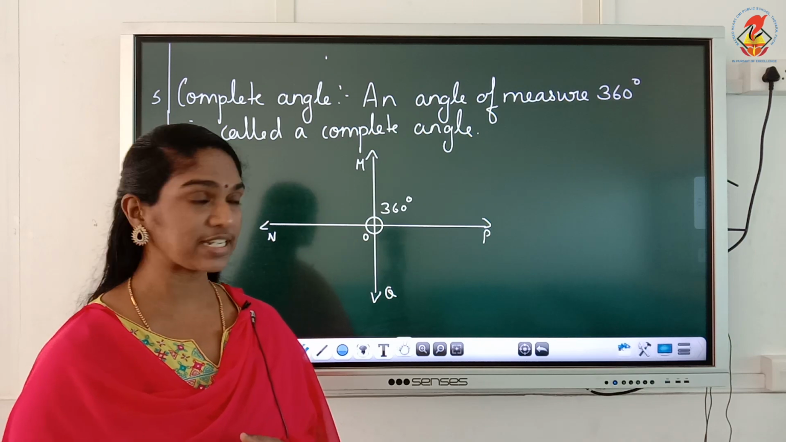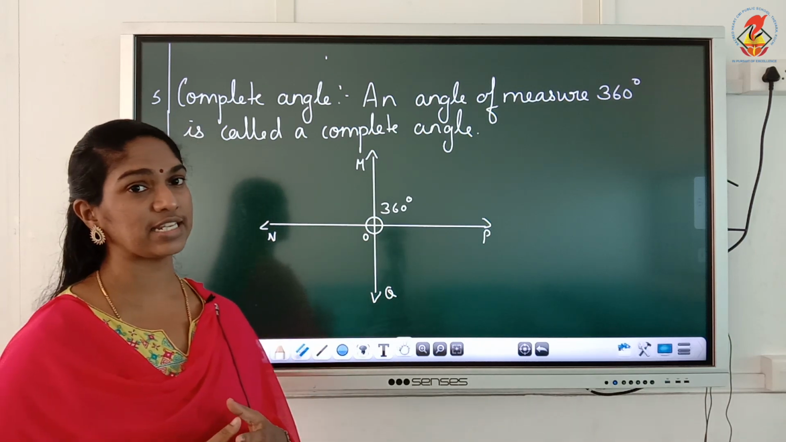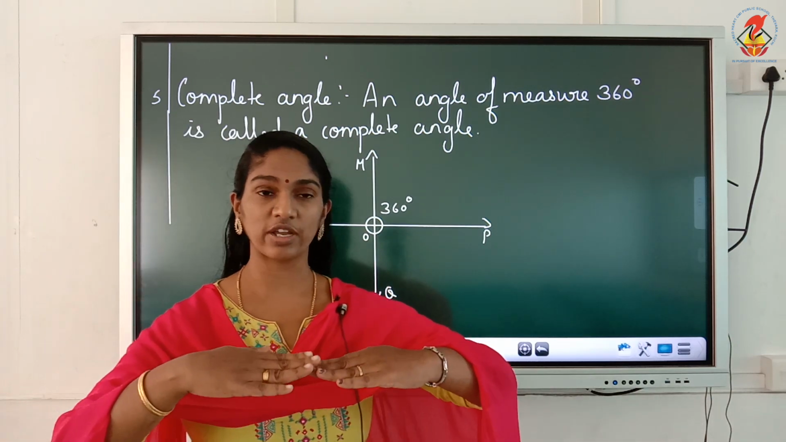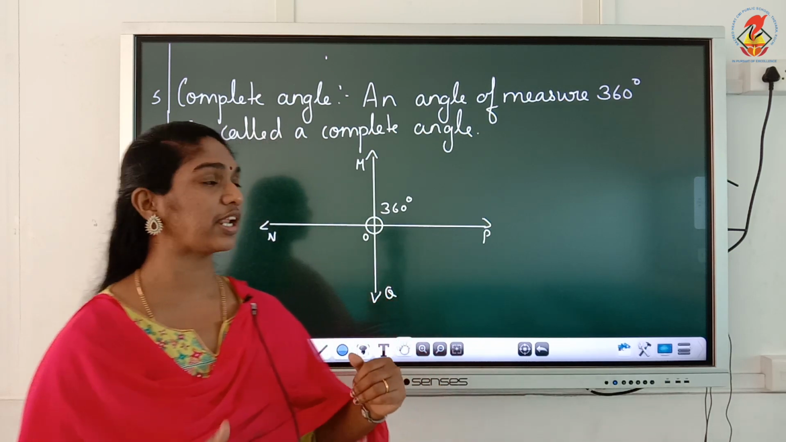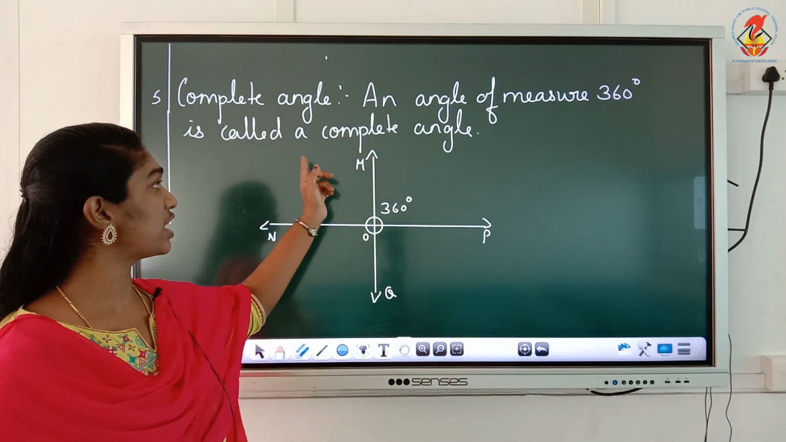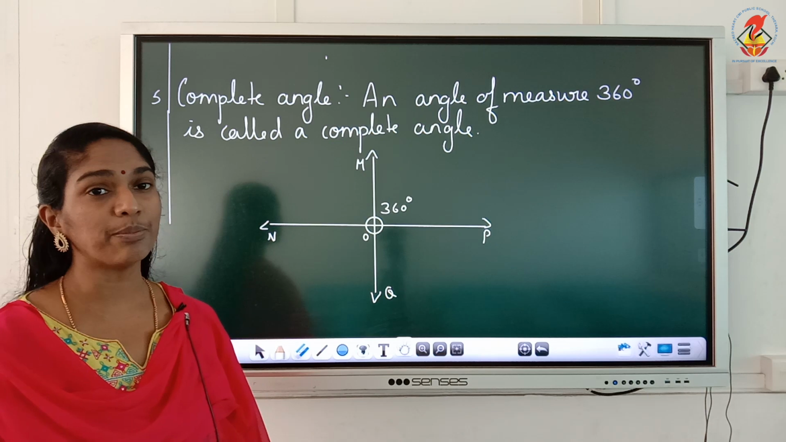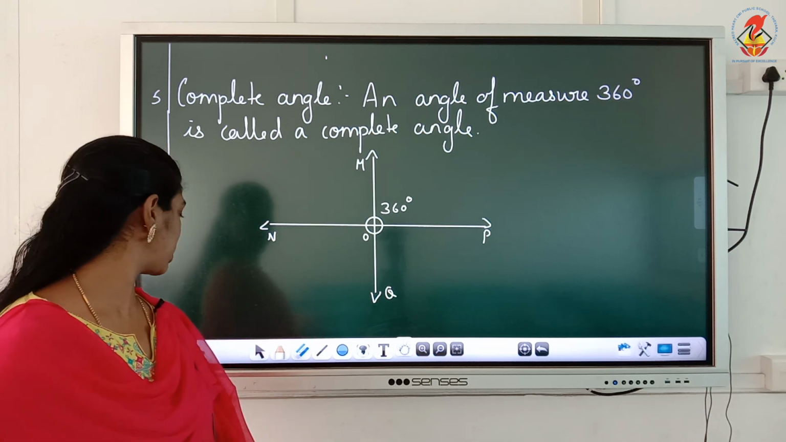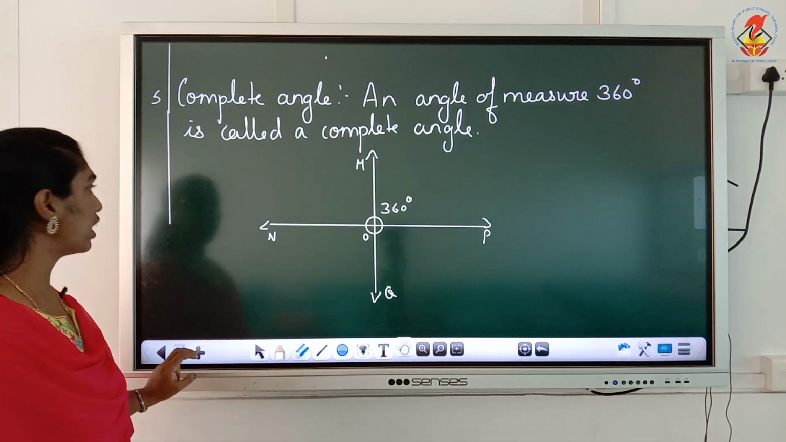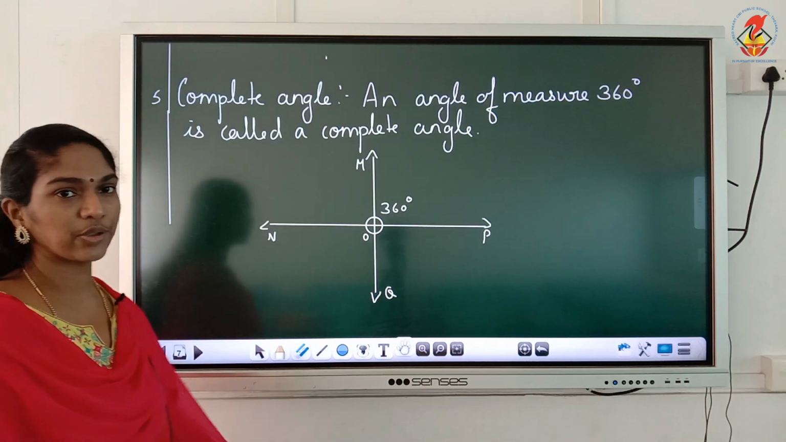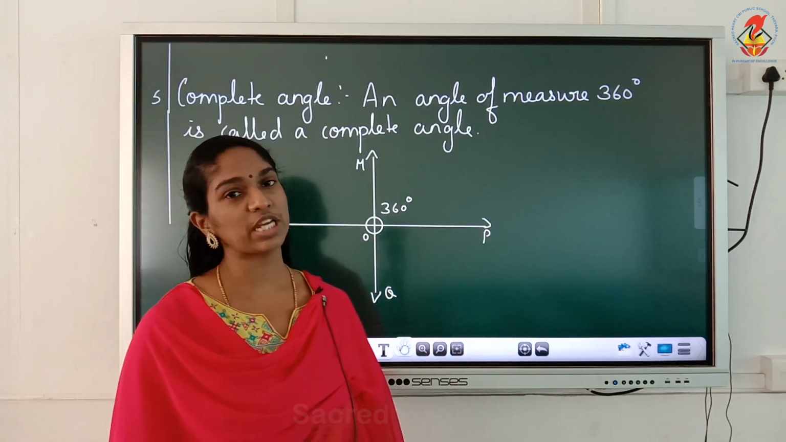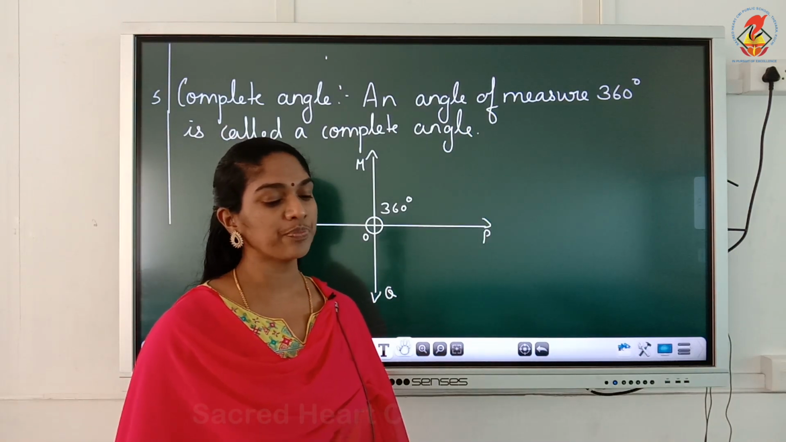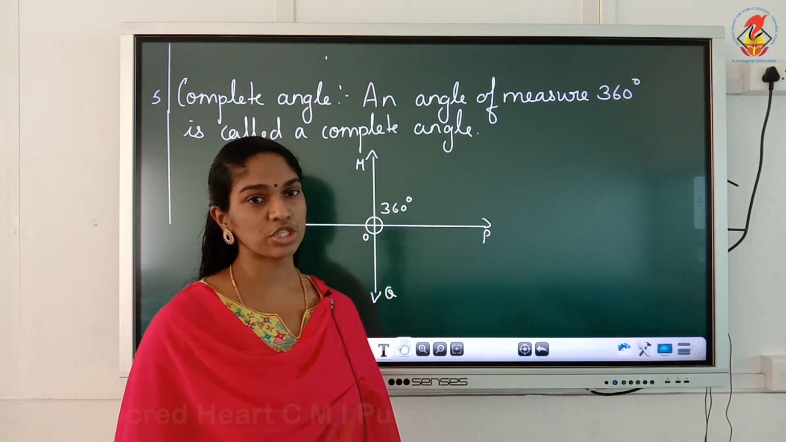Then we had the straight angle. An angle of measure 180 degrees is called a straight angle. An angle of measure 360 degrees is called a complete angle. So, these are the basic terms that you have to know in this chapter. They are the basic terms used in geometry.